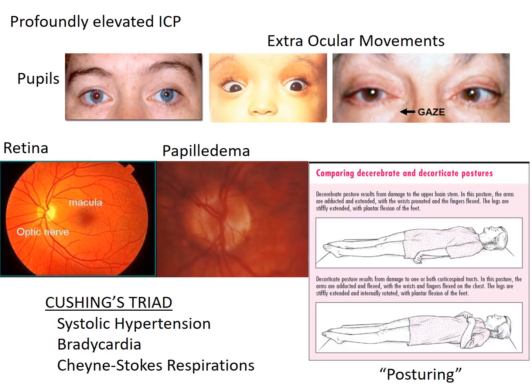And I'm pretty sure that a number of you have managed patients with profound elevation of intracranial pressure who manifested things like unilateral dilated pupil, anisocoria, extraocular motion paralysis, papilledema, posturing, and Cushing's triad.